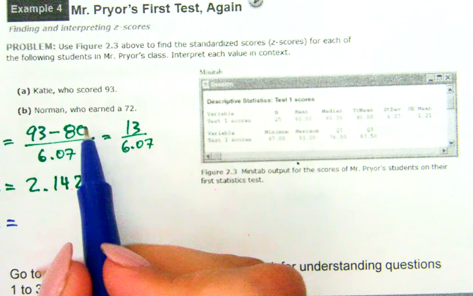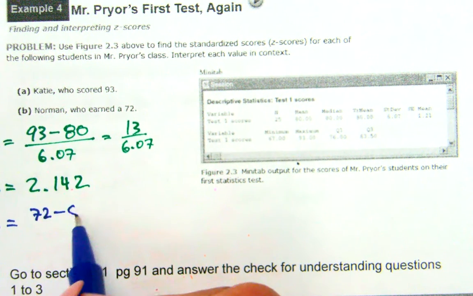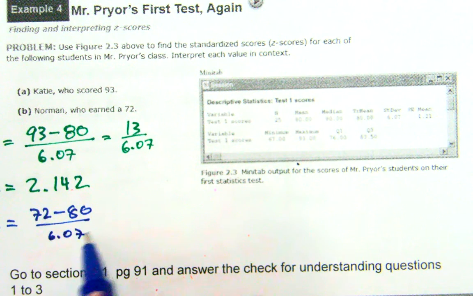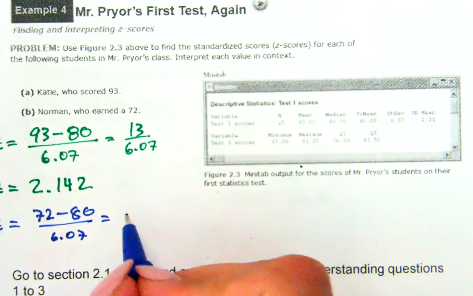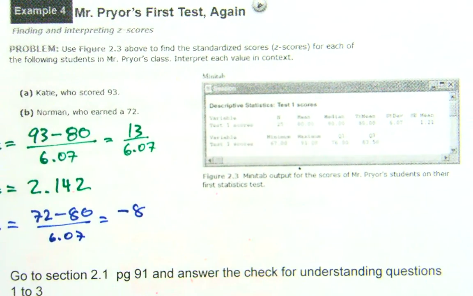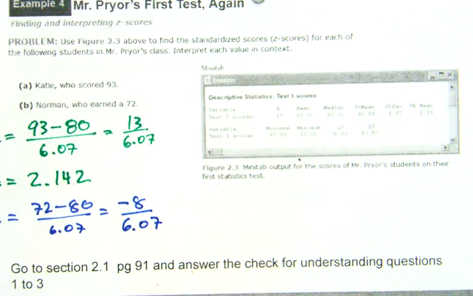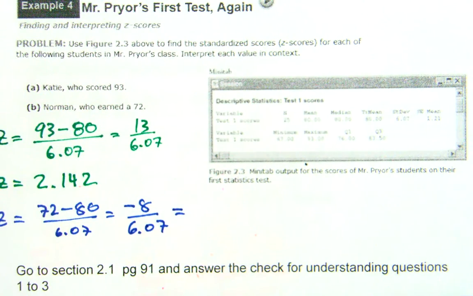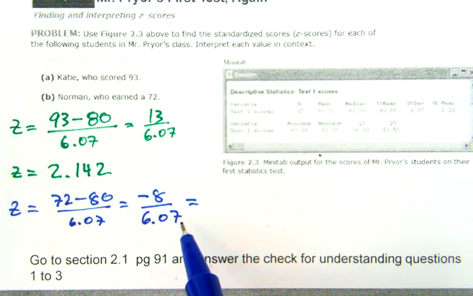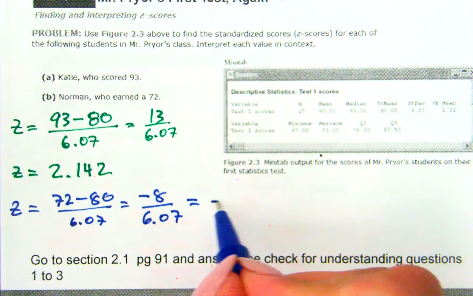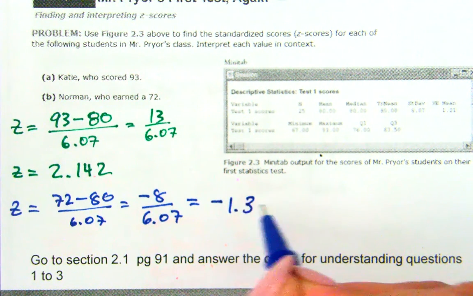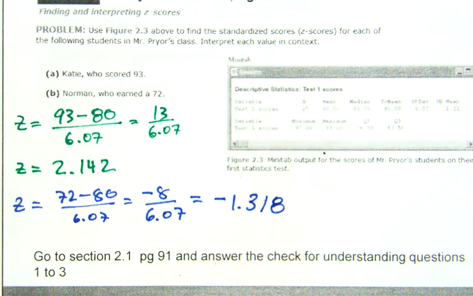Norman's Z-score would be, he earned a 72, minus the mean, 80, divided by 6.07. 72 minus 80 should be negative 8. Yes, negative 8 divided by 6.07. All right, so this is going to give us a Z-score of, I don't know what that is. 8 divided by 6.07 gives us negative 1.32. I'm going to go negative 1.3218. We'll sit there.